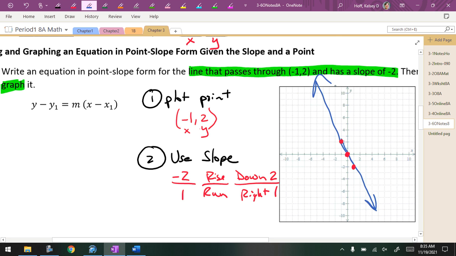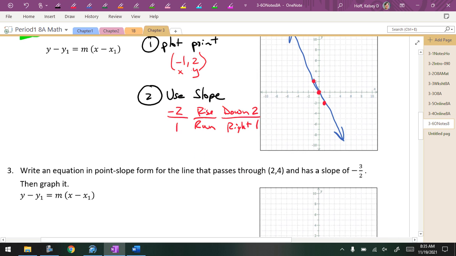We just did it one more time. You don't have to. On Alex, you only have to have 2. So don't let this throw you off. Plot the point, then use your slope. Let's practice that again.